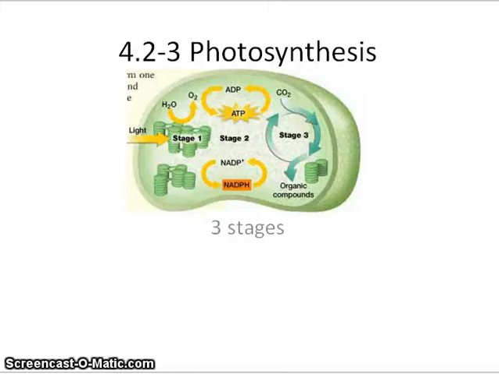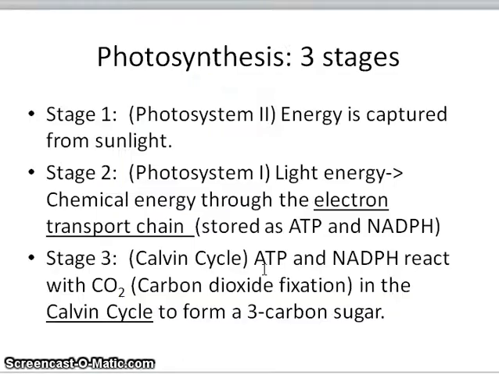All right, photosynthesis. Photosynthesis happens in 3 stages. As you can see here, the first stage is light dependent, and then the second stage carries on from that. The third stage actually makes sugars. So we're going to go ahead and learn about those. Make sure you have your notes out, you can fill these out as you go.